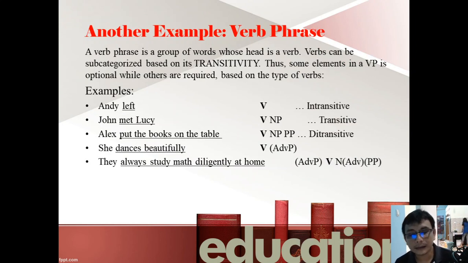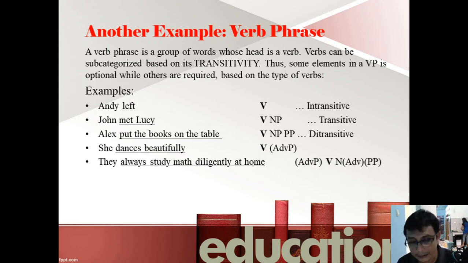Okay. Now let's take another example. For example, verb phrase. Verb phrase is relatively more difficult to discuss because verbs can be subcategorized based on their transitivity. So, for example, Andy left, in which left is an intransitive verb and it does not require any noun phrase as the complement or as the object whatsoever. But met, for example, in John met Lucy, met is transitive and it requires a noun phrase following the verb, right?